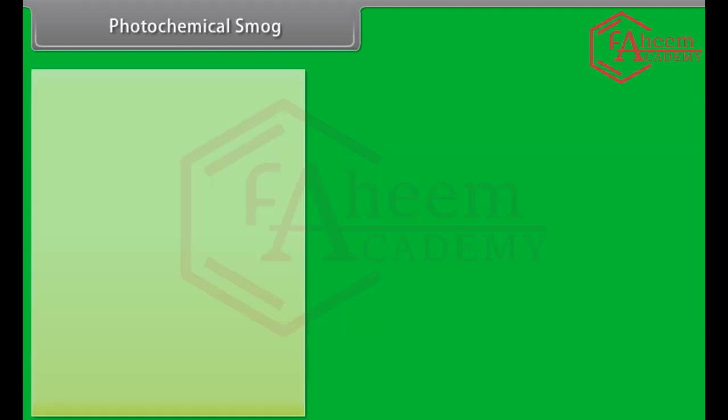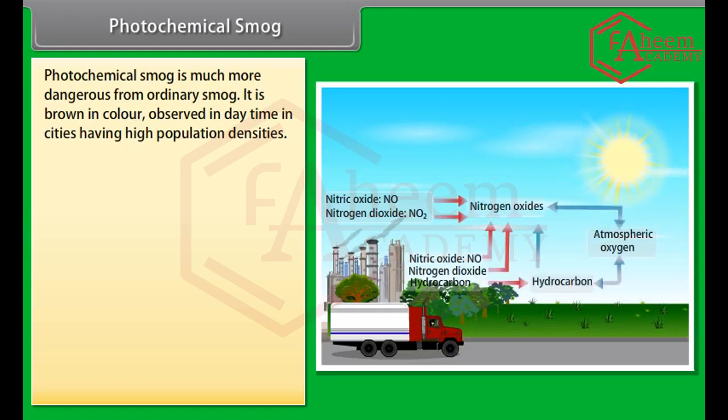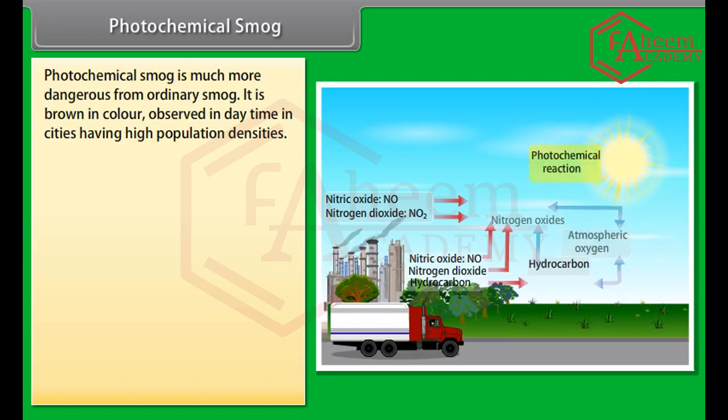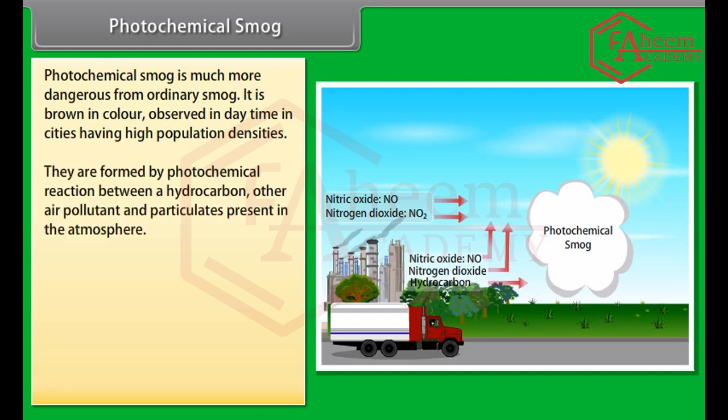Photochemical smog. Photochemical smog is much more dangerous than ordinary smog. It is brown in color and observed in the daytime in cities having high population densities. It is formed by photochemical reaction between hydrocarbons, other air pollutants and particulates present in the atmosphere.